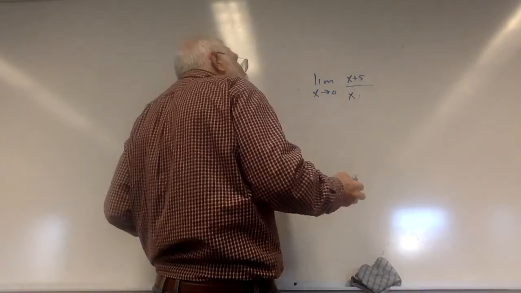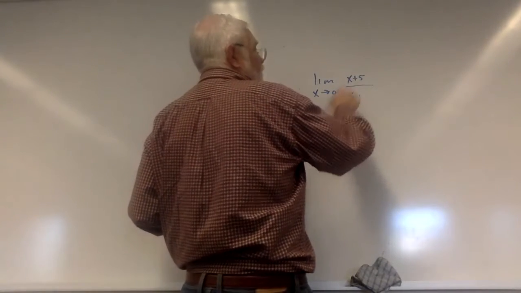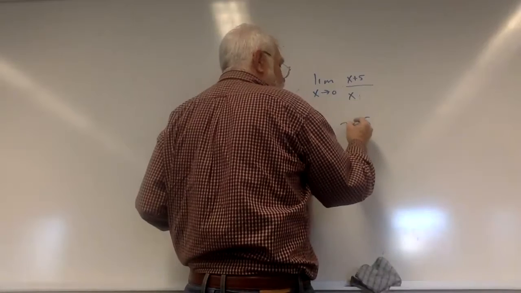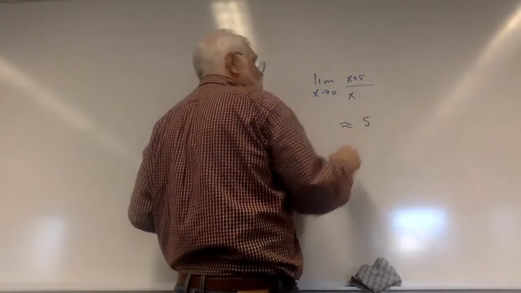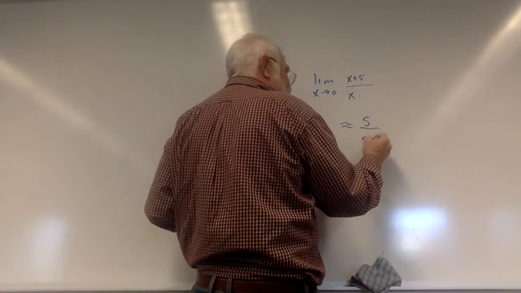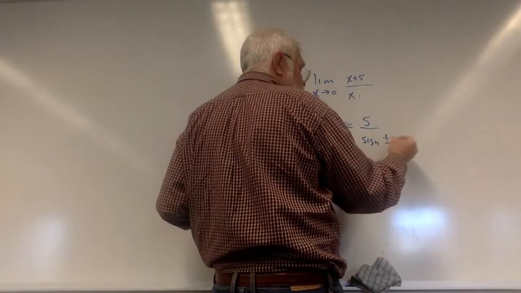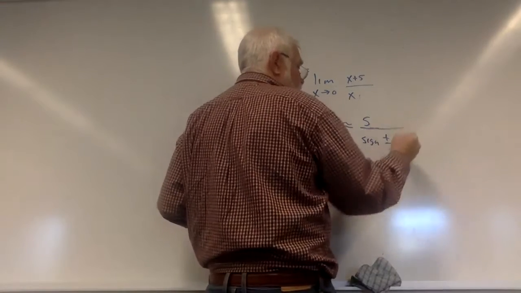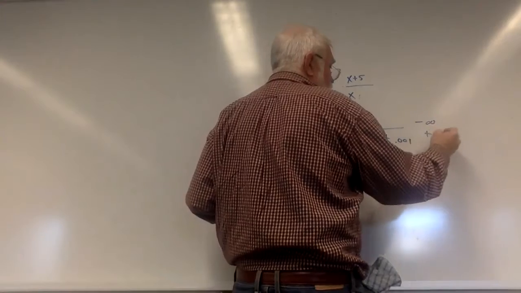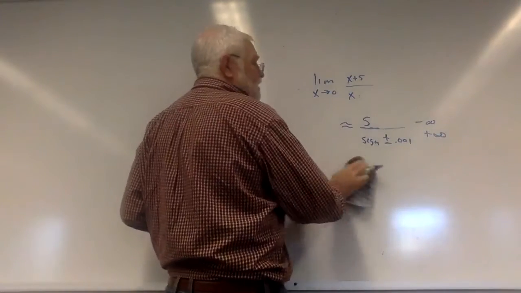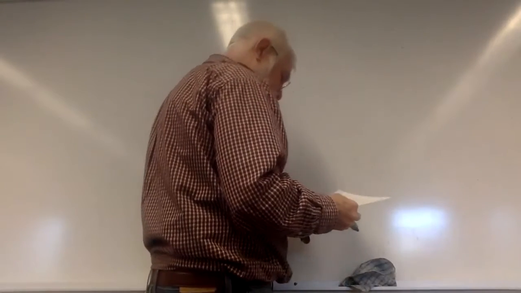All right, so now what do we have? We have a sign change here. When I put 0 in here, that's pretty much going to be near 5. You know, might be 4.9, might be 5.01, but it's pretty close to 5. And we get a sign change with something that's very small, like plus or minus 0.0001. And if you divide that, you're going to get either positive infinity or negative infinity. That's not the same. So this limit does not exist.